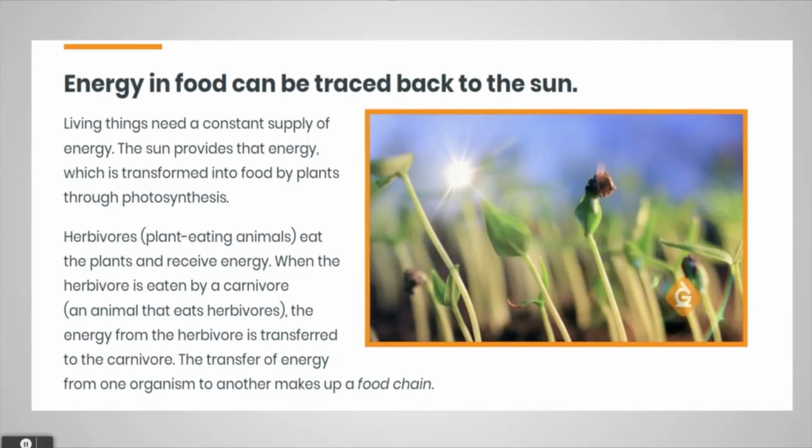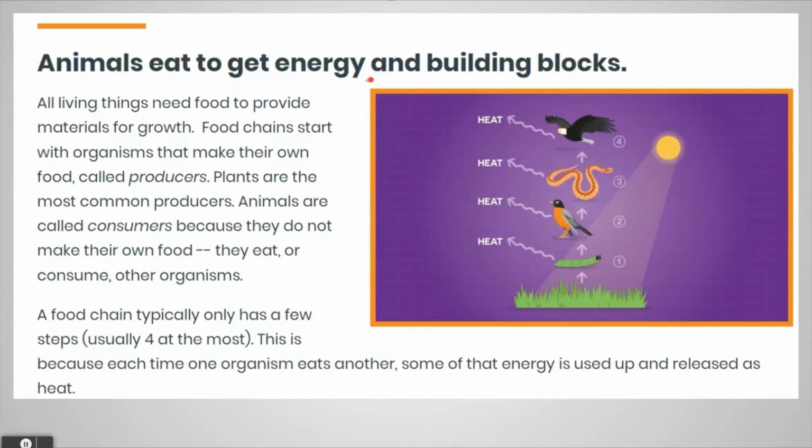Let's take a closer look at how these food chains work. Animals eat to get energy and building blocks. Earlier this week, we discussed how organisms like plants and animals need energy in order to be able to grow. Let's see how that energy is given to them. All living things need food to provide materials for growth.